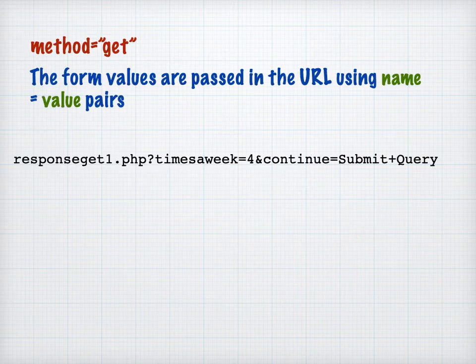Now with get, the way that we saw that this was being done is by values being passed through the URL in name equal value pairs. And if you look in here, you can see we have times a week equals 4. That corresponds to the text entry field, which was named by us in the form times a week. And obviously the value was 4, and then the button was clicked. And that value carries forward into the next page.